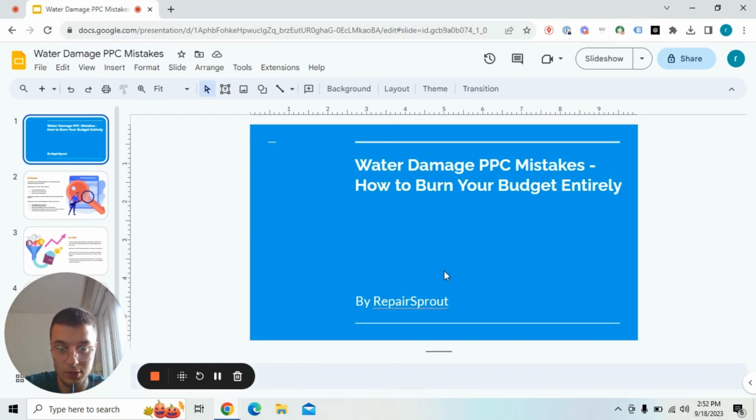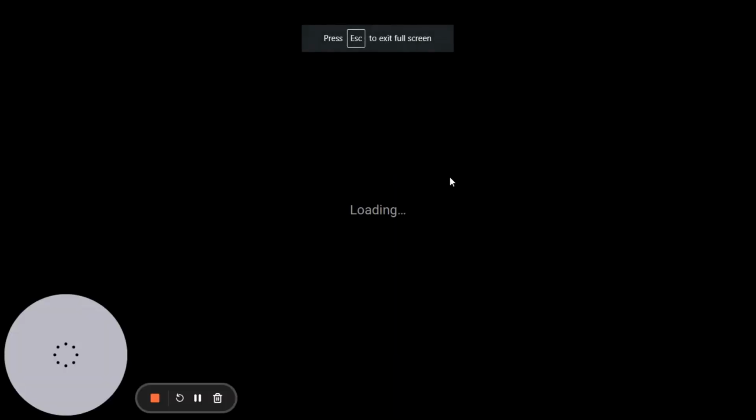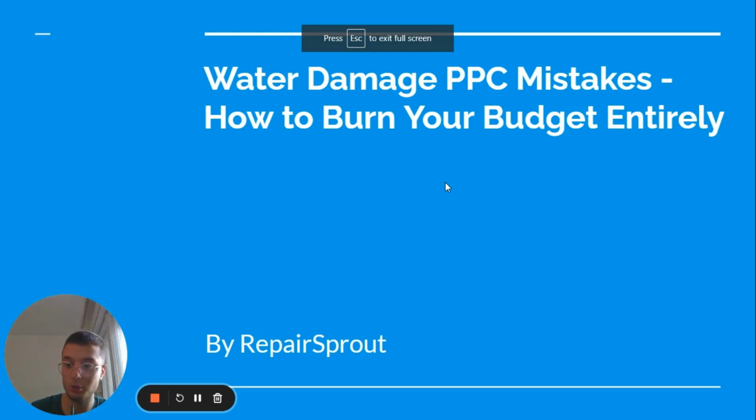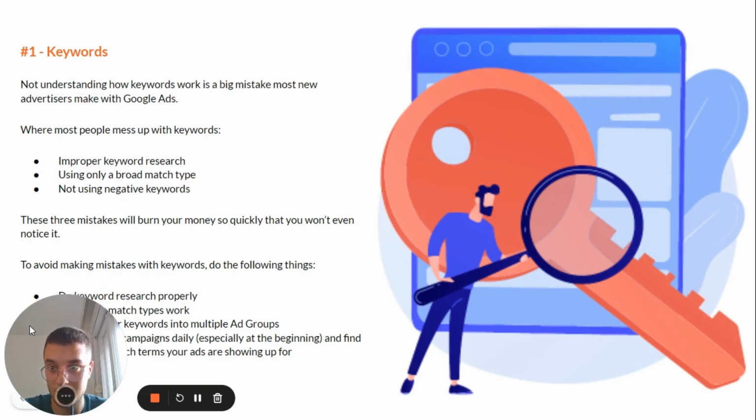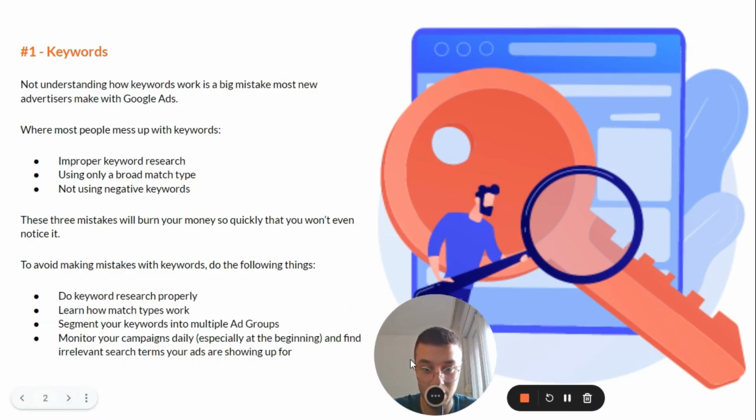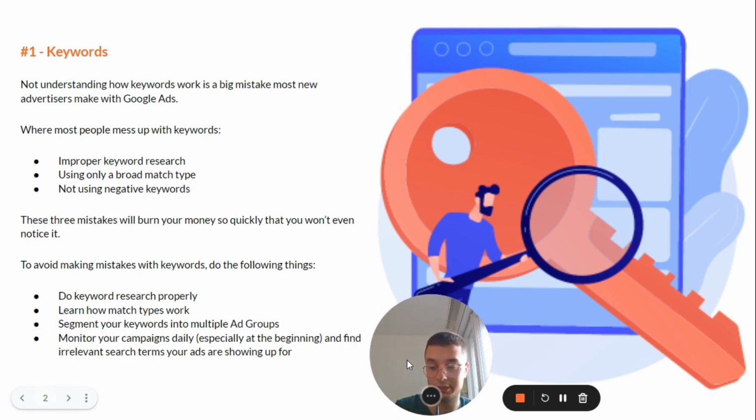And today we're going to see how to burn your budget entirely, very quickly and easily with Google Ads. So these are going to be three water damage PPC mistakes, very common, and let's address them right away so that you don't make them. Understand these mistakes before you go and run your next ad so you can avoid making any of these.